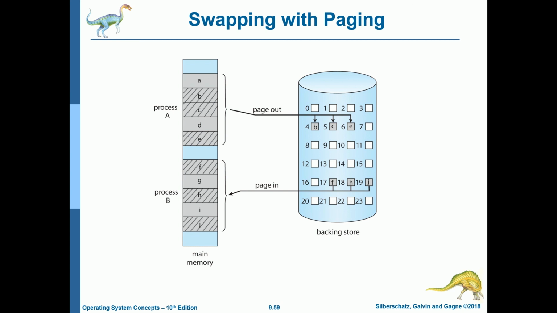A page out operation moves a page from memory to the backing store. The reverse process is called page in. Swapping with paging is illustrated here, where a subset of pages for processes A and B are being paged out and paged in respectively. We'll see this more in a future lecture.